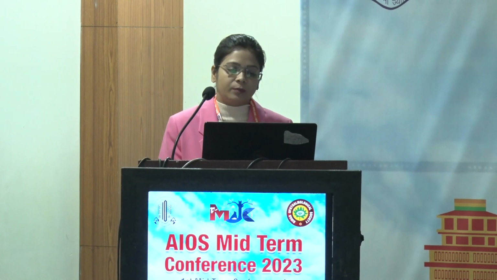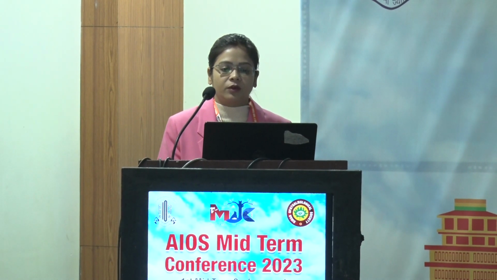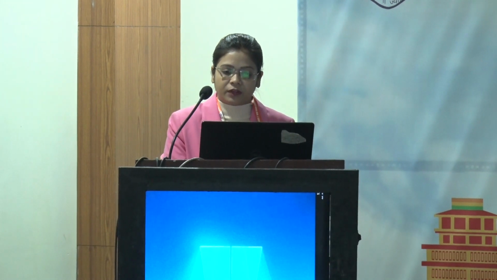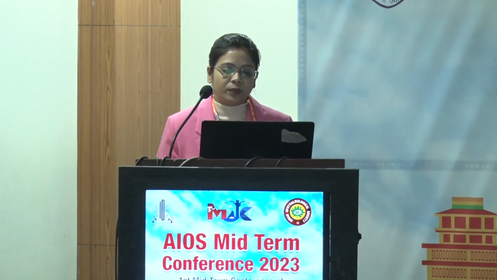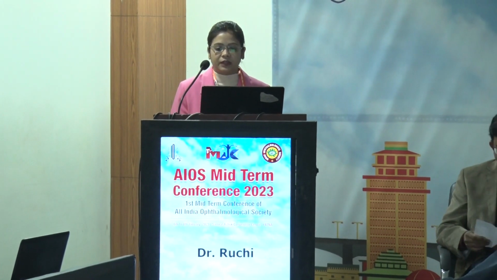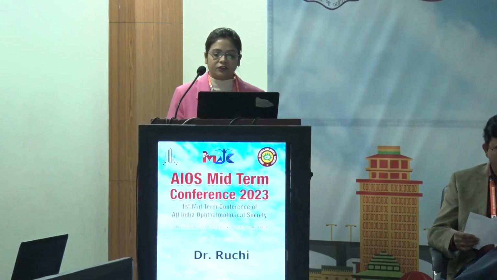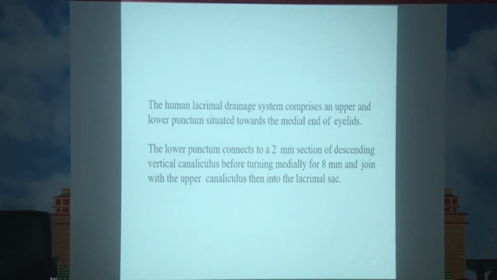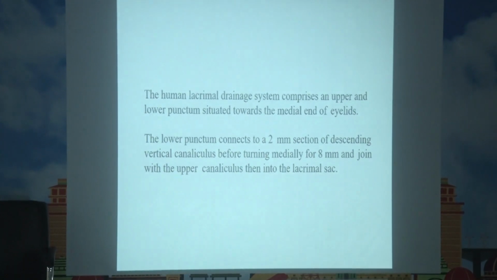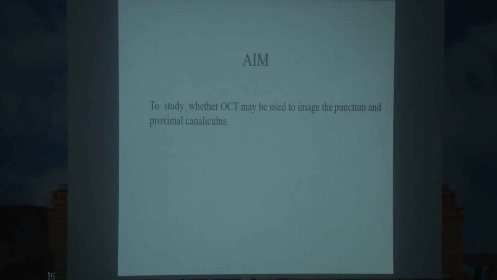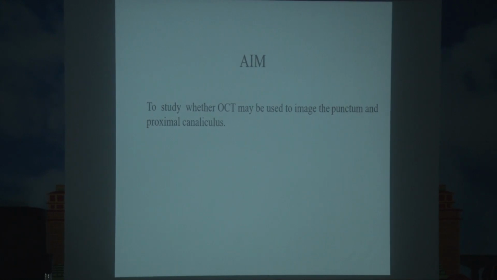Good afternoon, everyone. I am Dr. Ruchi, and I am here to give my presentation on optical coherence tomography imaging of the proximal lacrimal system. I have no financial relationships to declare. The human lacrimal drainage system comprises an upper and lower punctum situated towards the medial end of eyelids. The lower punctum connects to a 2 mm section of descending vertical canaliculus before turning medially for 8 mm and joining with the upper canaliculus, then into the lacrimal sac. Our aim was to study whether OCT may be used to image the punctum and proximal canaliculus.